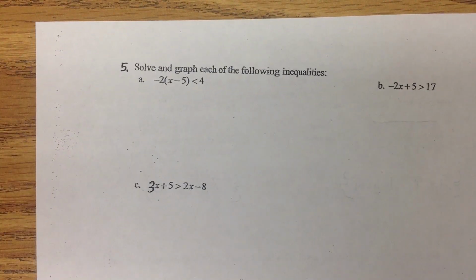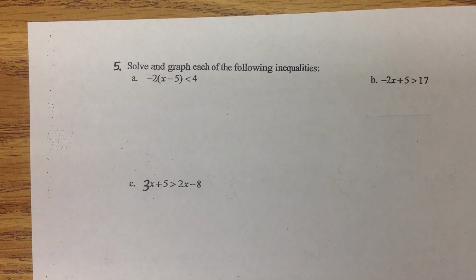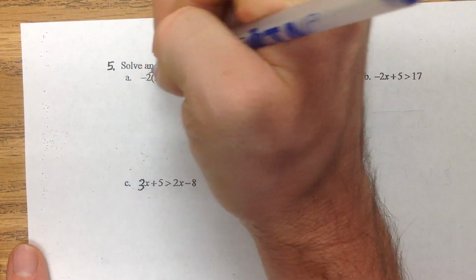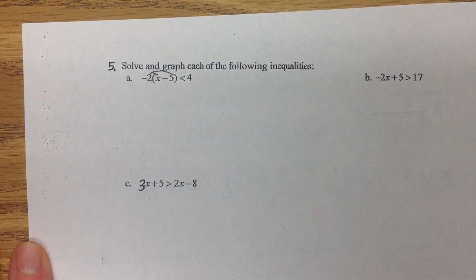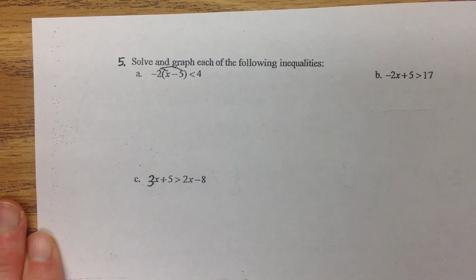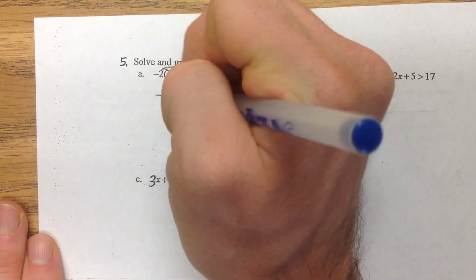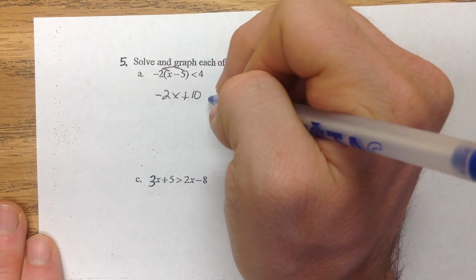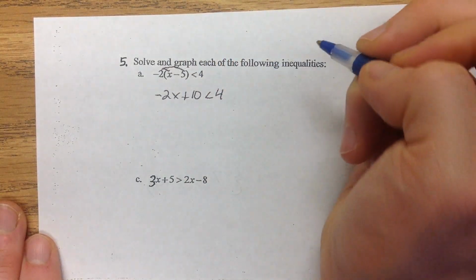So number 5, I'm going to give you a break from the notation, and we're just going to go back and practice some solving. So solve and graph each of the following. I bet you never thought you'd be happy to see just a regular inequality. So negative 2 times x is negative 2x. Negative 2 times negative 5 is positive 10, less than 4.